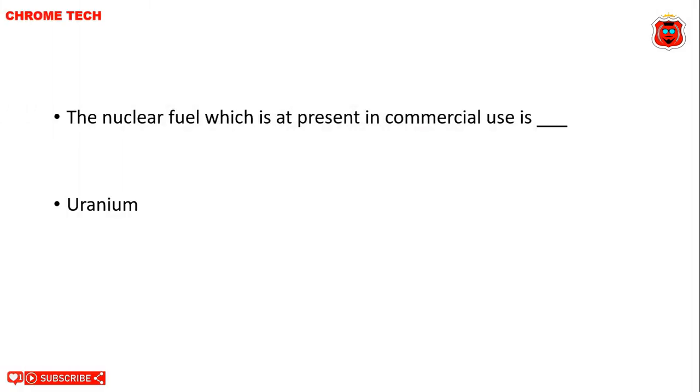The nuclear fuel which is presently in commercial use in ____. Uranium. Uranium is the correct answer.